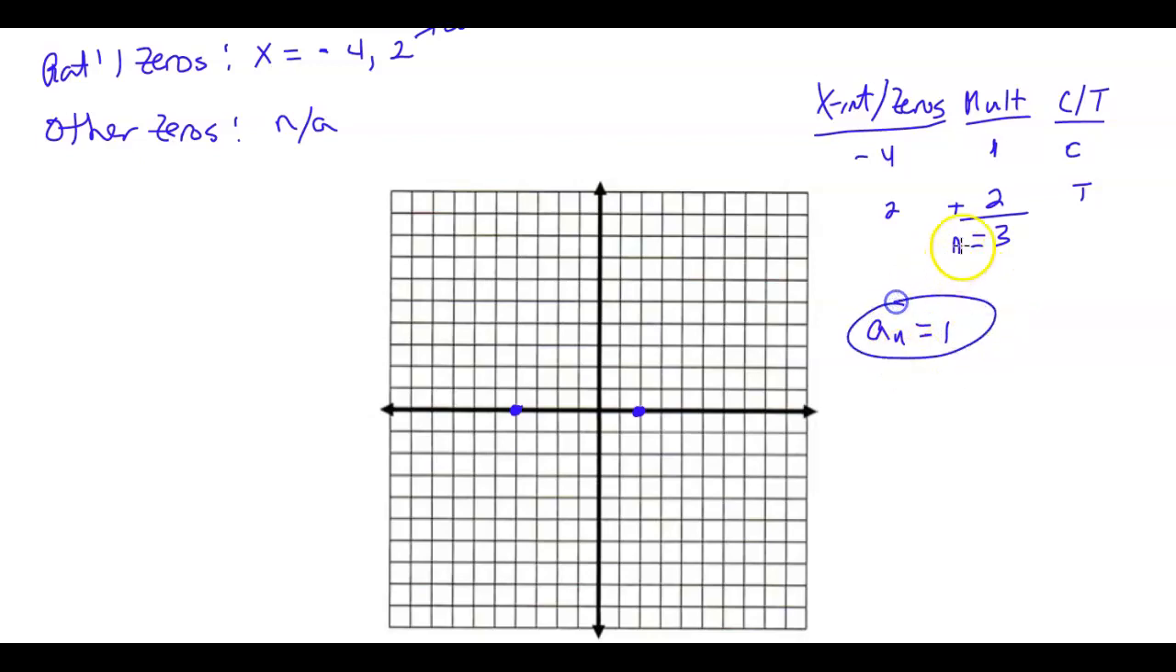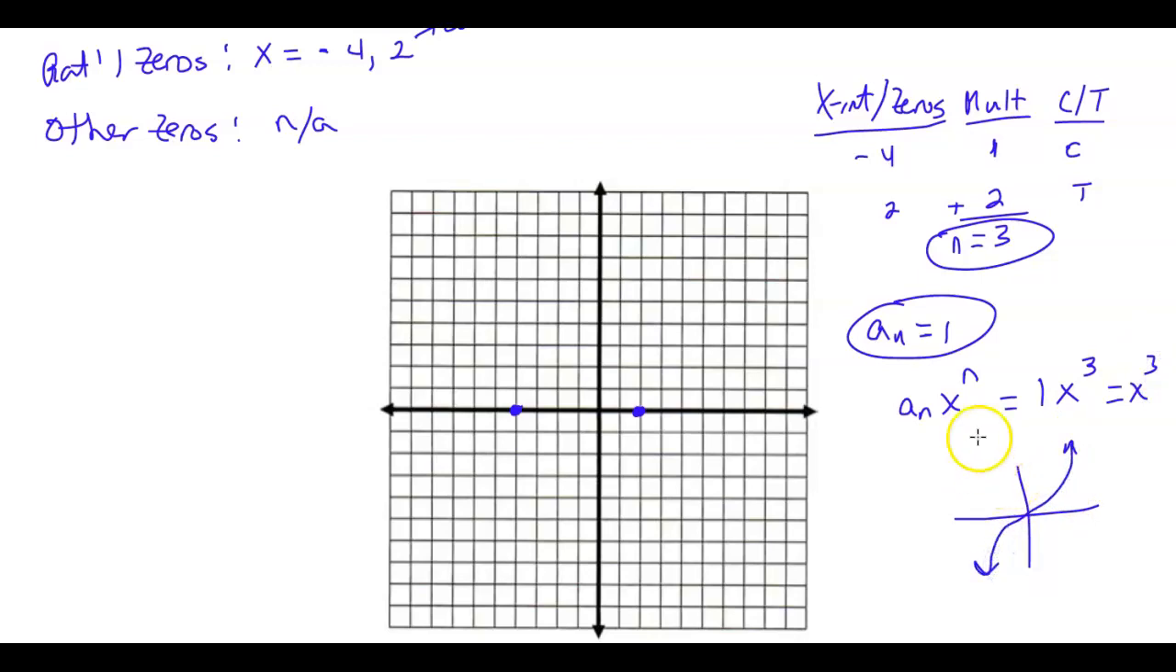So we take this, and we see that our leading term would just look like 1 times x cubed, or simply x cubed. Now, we know that x cubed is a function that looks like this, so that means the end behavior of our polynomial is going to be like this, meaning as x approaches positive infinity, y approaches positive infinity. And as x approaches negative infinity, y approaches negative infinity.